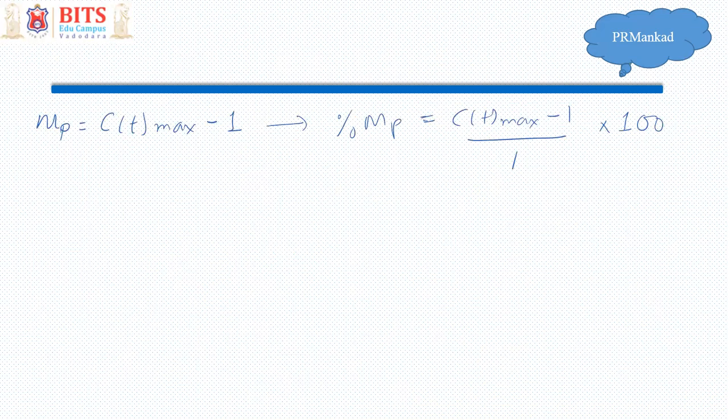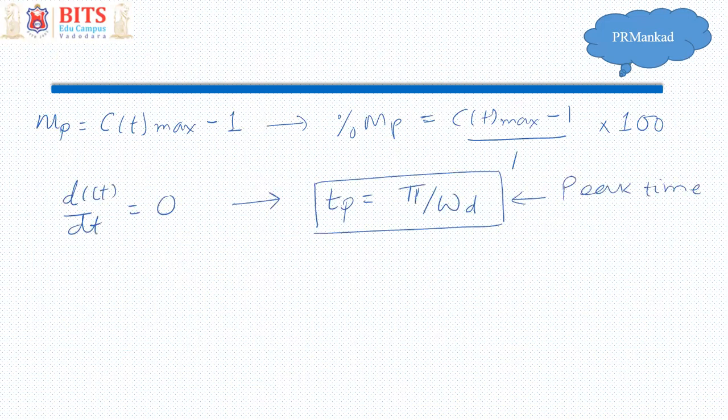So with this, the peak overshoot mathematically you can find out in this fashion. To find peak overshoot, you are supposed to find C(t) max. For that, you have to differentiate the output equation with respect to time. If you differentiate and equate to 0, you get the peak time as pi by omega d. And if you substitute this value, you get C(t) max as 1 plus e raised to minus pi zeta over square root of 1 minus zeta square.